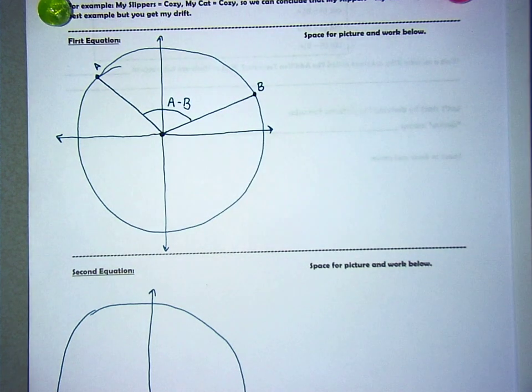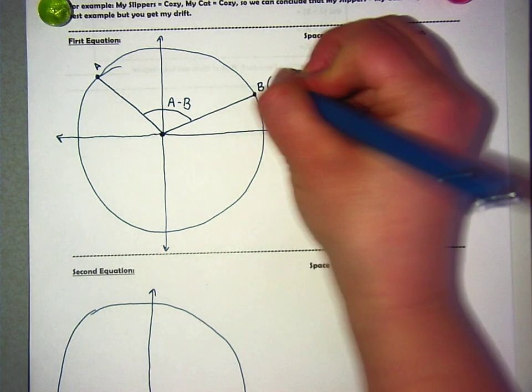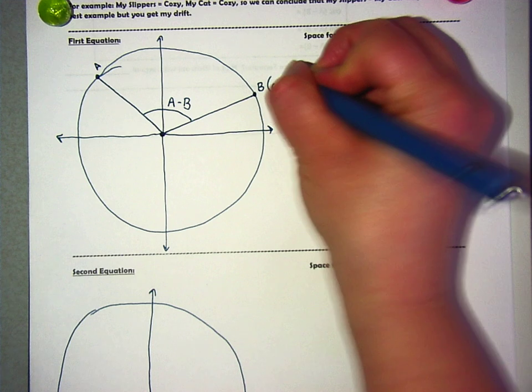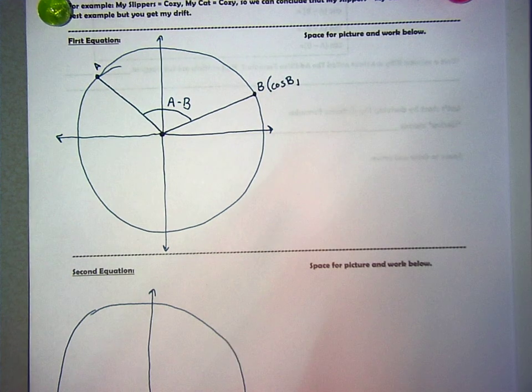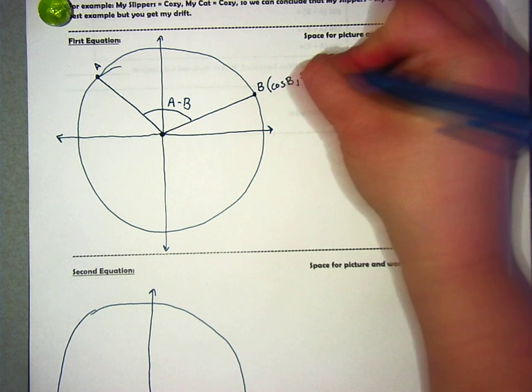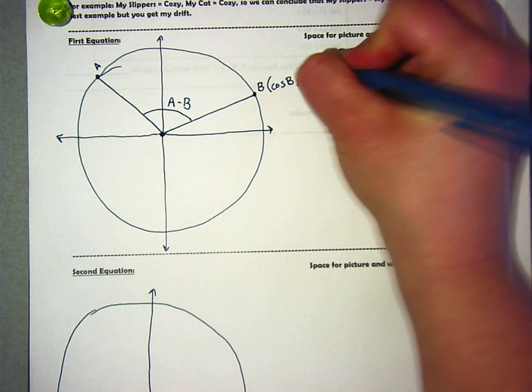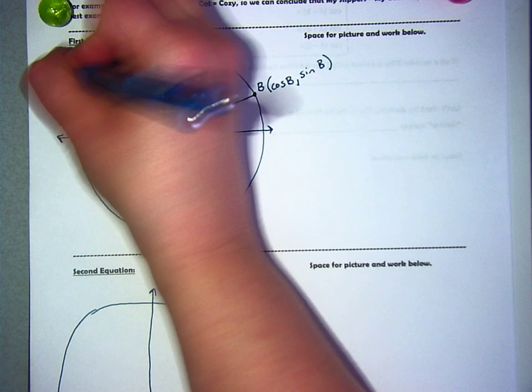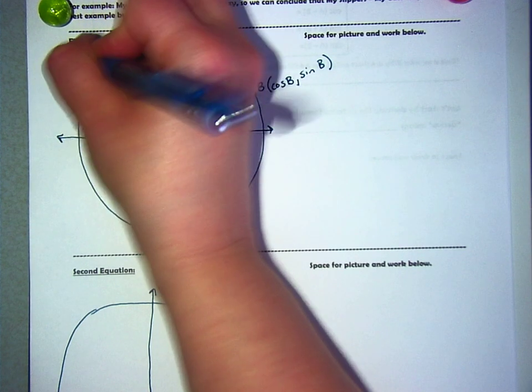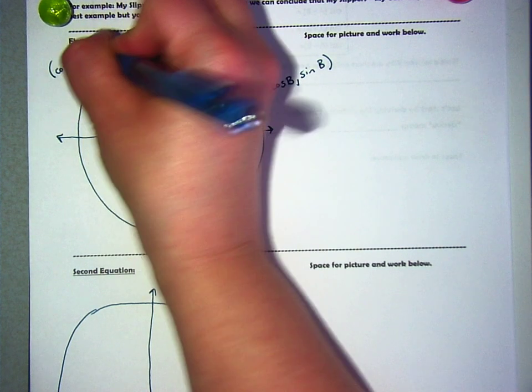Do you guys remember what the x value is on the unit circle? How far did your brains degrade over break? Cosine. So I'm going to write down here, this one is cosine of B. And then how about the y value? Sine of B. And this one over here is the cosine of A and the sine of A.